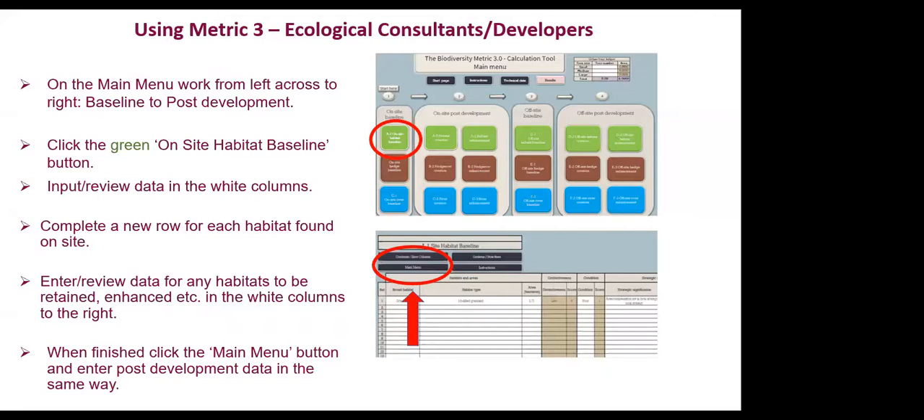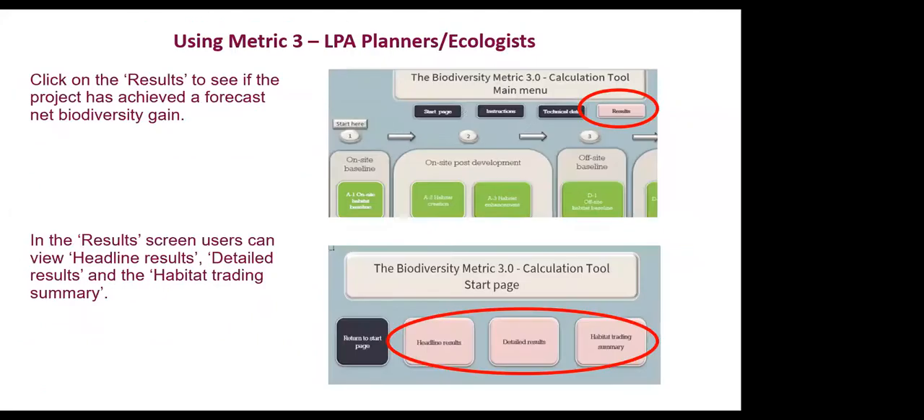So once the ecological consultants have filled the metric in and run their calculations and so on, they will then submit it to yourselves. And the idea is that they will submit the entire spreadsheet so that you've got everything transparent and are able to interrogate the tool as much or as little as you feel is necessary, depending on the application itself. And from an LPA's perspective, it's likely to be the results that you'll be most interested in.